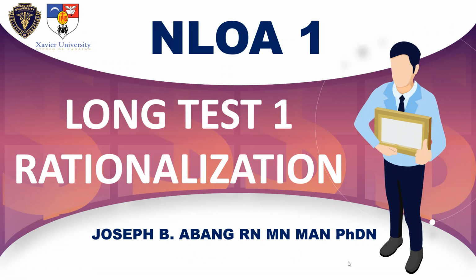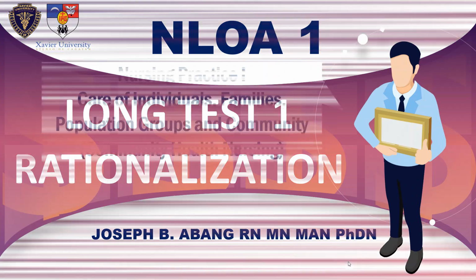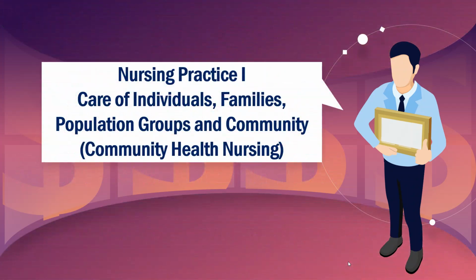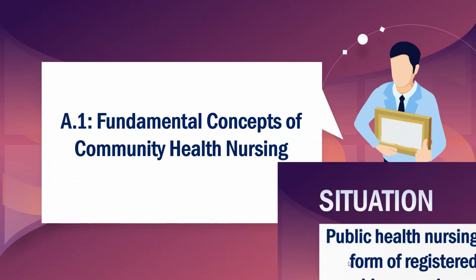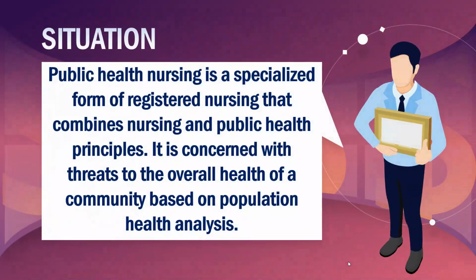And I'm actually in charge of discussing two specific items. Our focus in this long test 1 is on nursing practice 1, or the care of individuals, families, population groups, and community. This is under the subject community health nursing, in your level 2 and level 3. I have been assigned 8.1, fundamental concepts of community health nursing, and the other one is 8.7. Let's begin with the first situation.